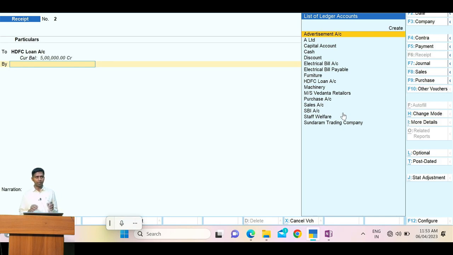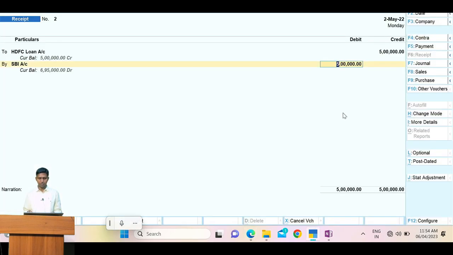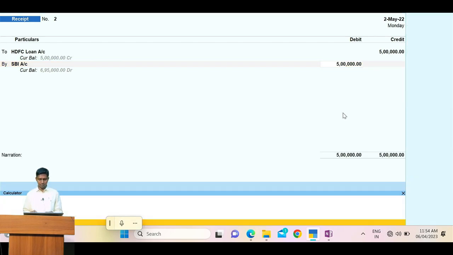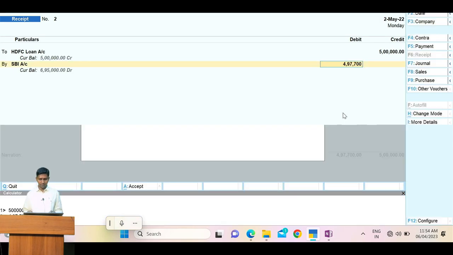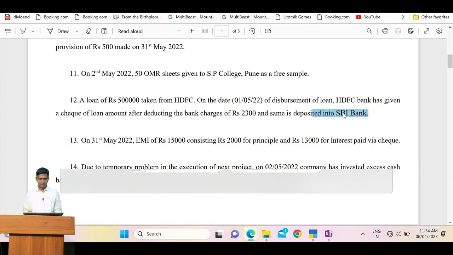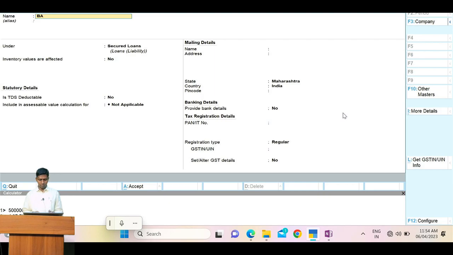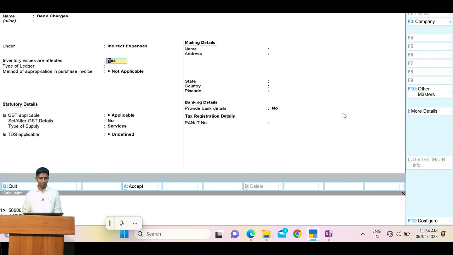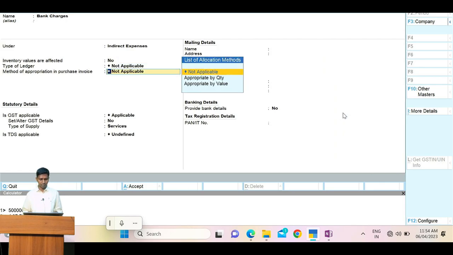Therefore, debit bank. You know the golden rules: personal account, debit the receiver, credit the giver, and all. Here SBI got the check, therefore give debit to SBI. We're going to deposit, but how many rupees is the check? 5 lakhs minus 2300. Here only 5 lakhs minus 2300, we'll say this much amount. Instrument name and all not given. Enter. And then remaining is what? Bank charges, indirect expenses. Inventory affected? No, inventory should not affect. Normally you will get the correct choice there, yes or no, but use your brain, and then select the appropriate option.